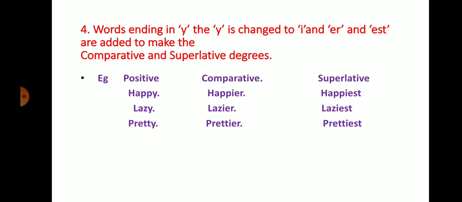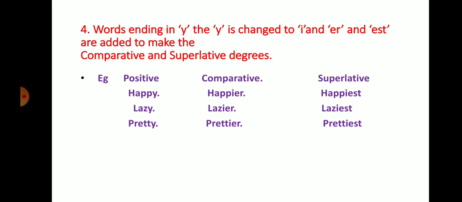Your fourth rule: words ending in y. The y is changed to i, and er and est are added to make the comparative and superlative degrees. Now, please remember this very important point: the words ending in y change the y into i. Okay, so happy, happier.